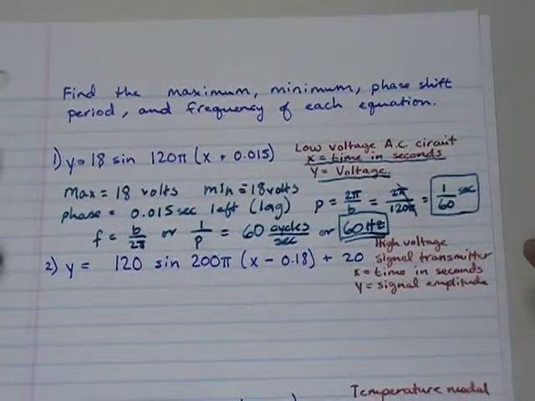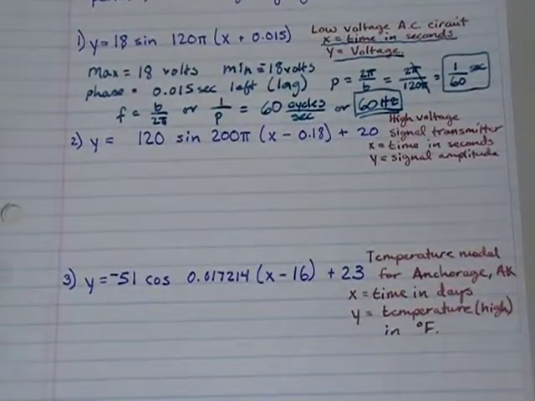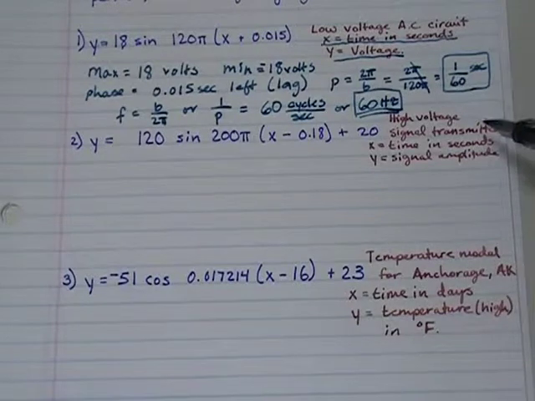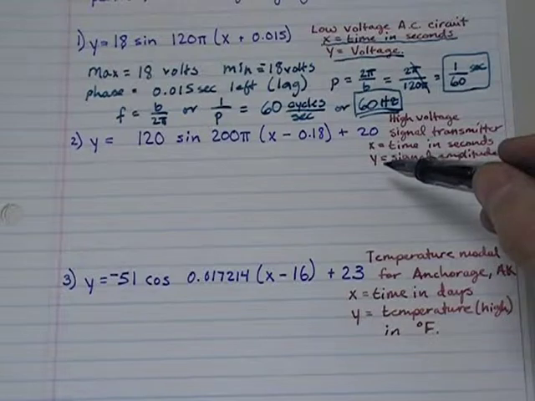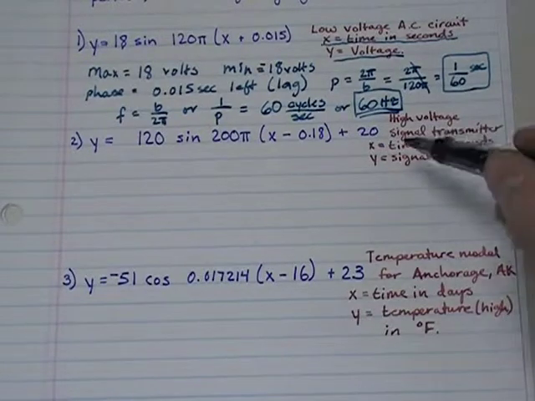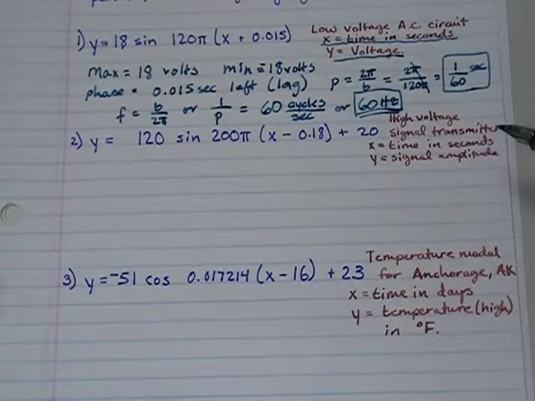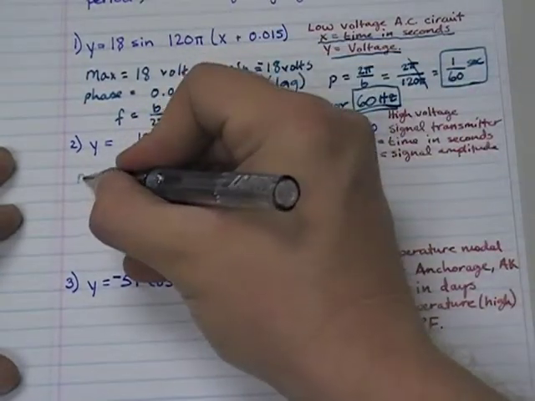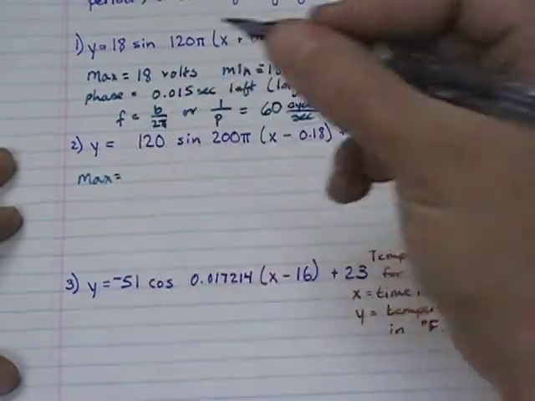Okay, so let's move on to problem 2. Problem 2 says y equals 120 sine of 200 pi times x minus 0.18, plus 20. And this is the equation for a high voltage signal transmitter. Time is still in seconds, and x is still time in seconds, and y is signal amplitude. Now, we're asked to find the maximum, the minimum, the phase shift. Okay, so let's start with the maximum.